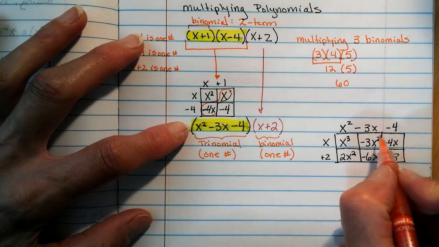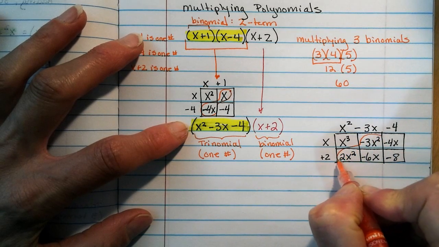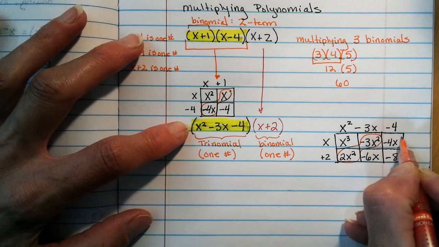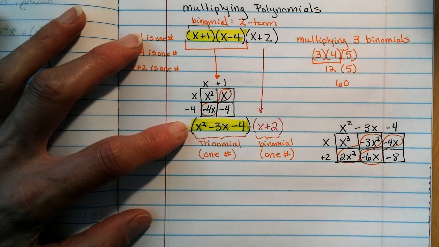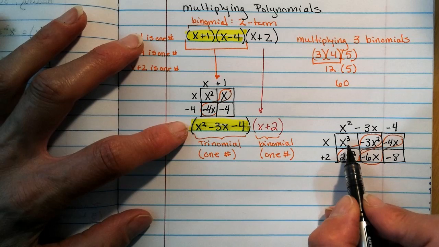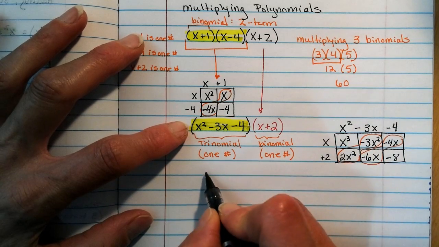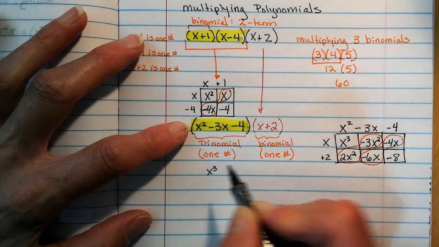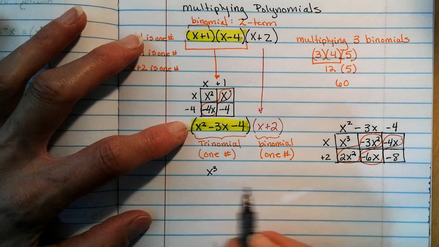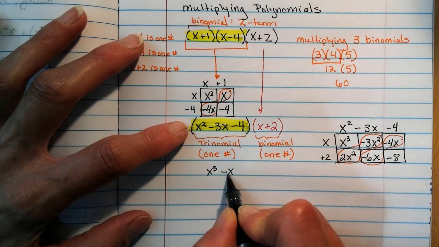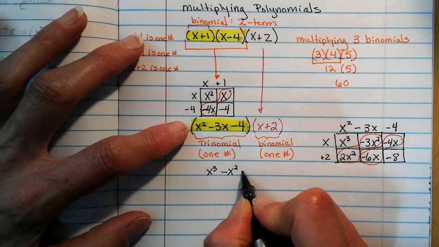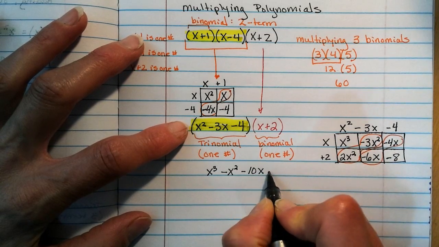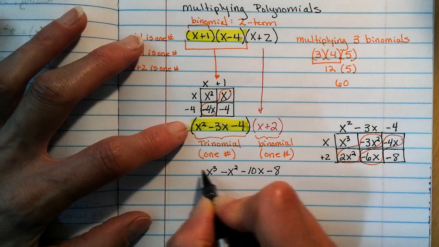So now I'm going to see if I have a peanut. I have a peanut here. Those are my like terms. And I have another peanut here. Those are also like terms. So let's write out everything we see. So I have x cubed, and then I have this and this, which gives me negative x squared, and then I have this and this, which gives me negative 10x, and then I'm left with negative 8.